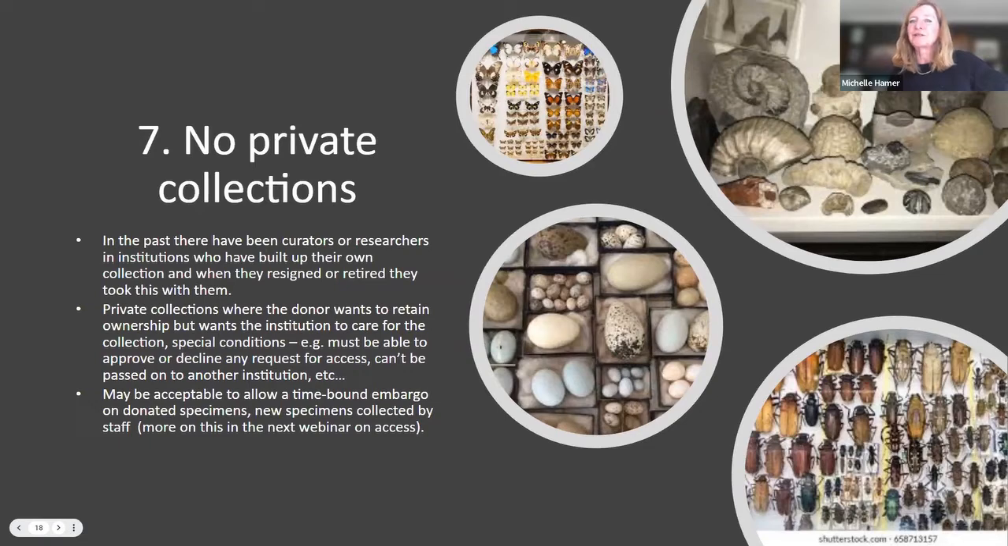You can't do that. And then often, especially for researchers, they'll say, I'm going to put my collection there with you, but I don't want anybody else to be able to access any of it without me authorizing it. And that also can't be. So just to say that then it may be acceptable to allow a time-bound embargo on donated specimens or new specimens collected by staff. So you might say, yes, for 3 years, we'll allow no one else to have access to this newly collected stuff. And after that, it will become accessible. So we'll talk about that more in the next webinar on access. Next slide.